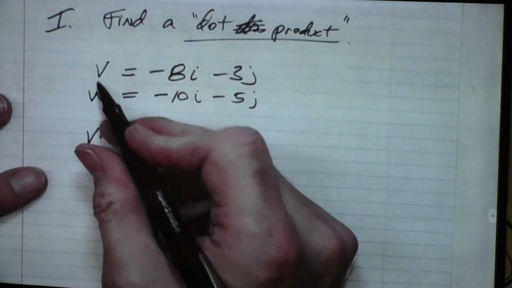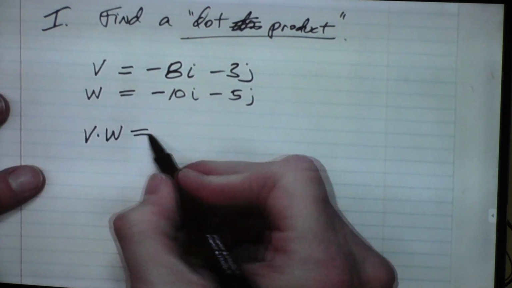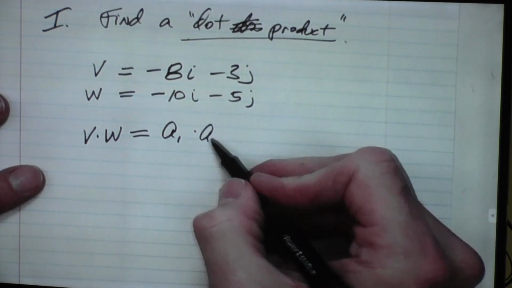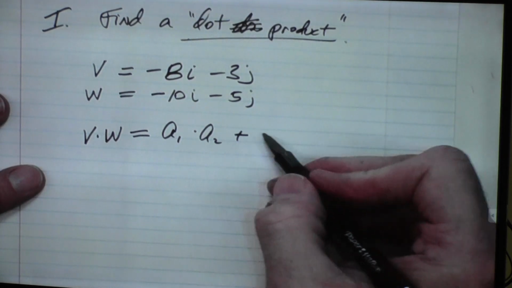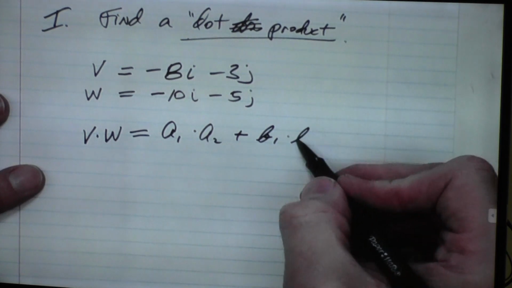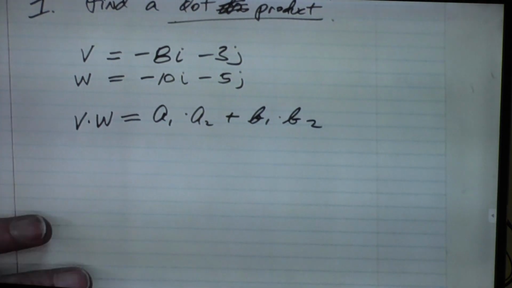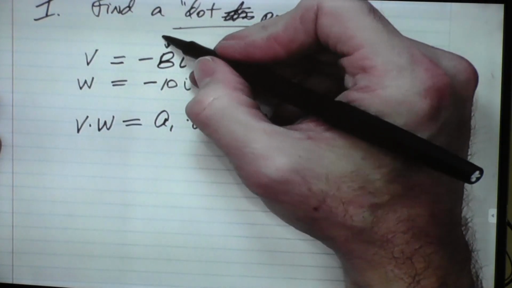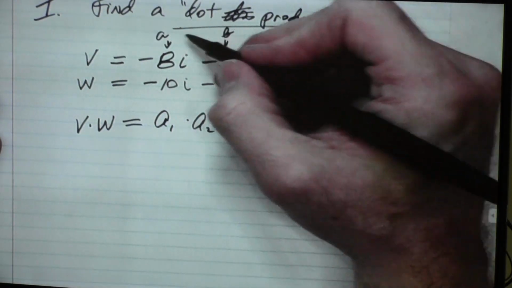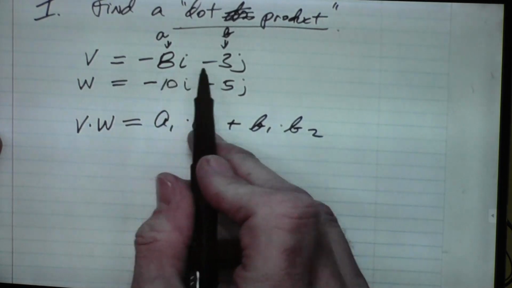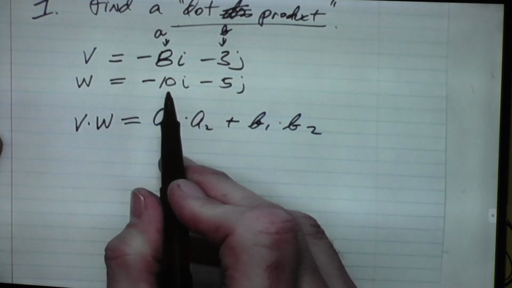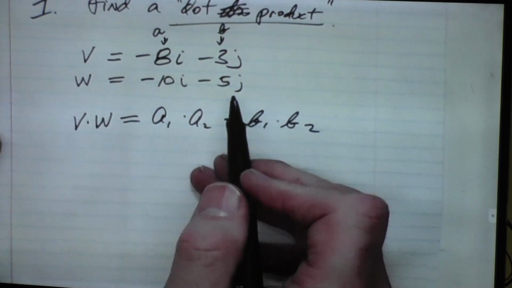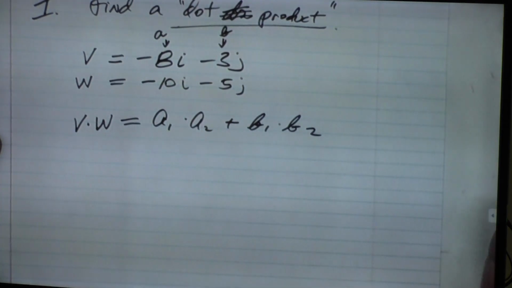If we're going to multiply v times w, that's going to be equal to a1 times a2 plus b1 times b2. So let's identify the a's and the b's. These are a and these are b. So a1 and b1 from the first one, and a2 and b2 from the second. So we're simply just using the coefficients, and we just multiply it out.